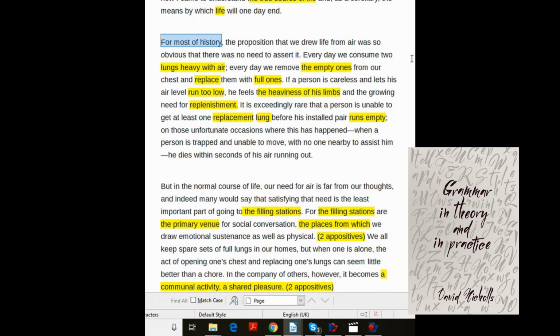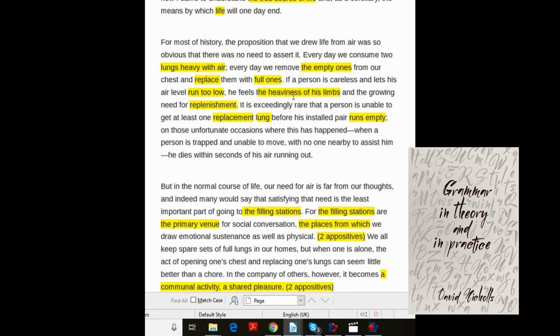And then he goes on to explain, every day we consume 2 lungs heavy with air. Every day, notice that repetition, every day, every day. We consume 2 lungs heavy with air. Every day we remove the empty ones from our chest and replace them with full ones. So you've got full ones being contrasted with empty ones. And he starts using the word heavy to describe the lungs. And he then goes on to use the word heavy to describe the limbs, the heaviness of the person's limbs.